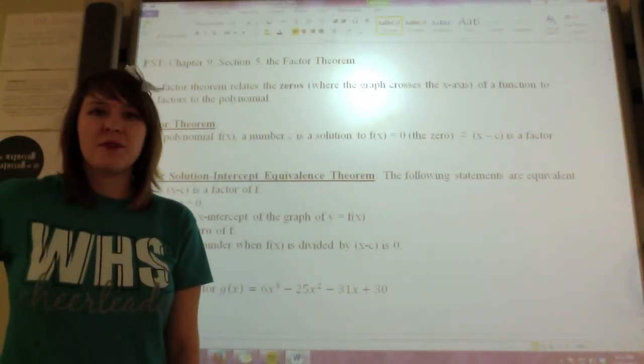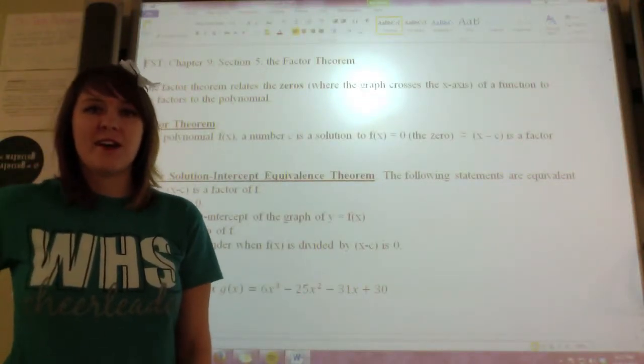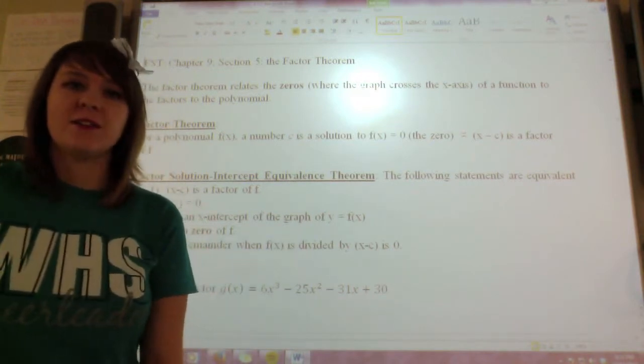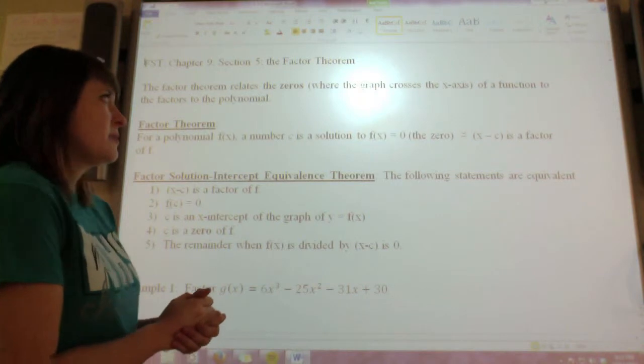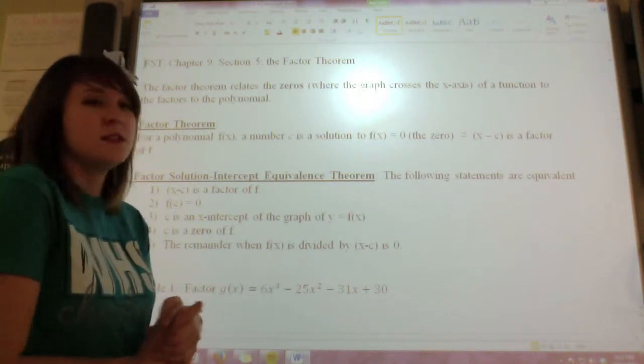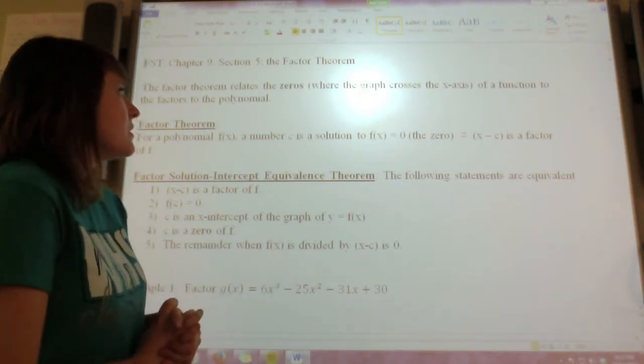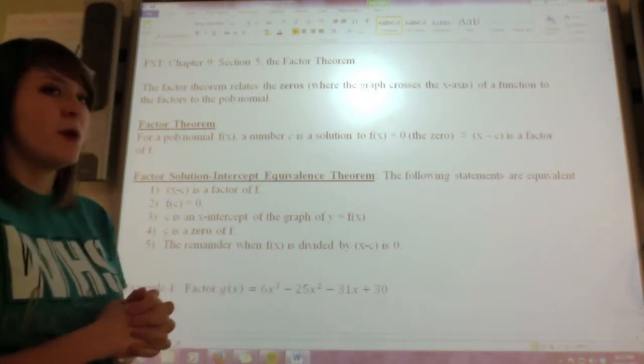Hey guys, today we're doing Chapter 9, Section 5 for FST, which is the factor theorem. So the factor theorem relates the zeros, or where the graph crosses the x-axis, which are also called roots, of a function to the factors of the polynomial.